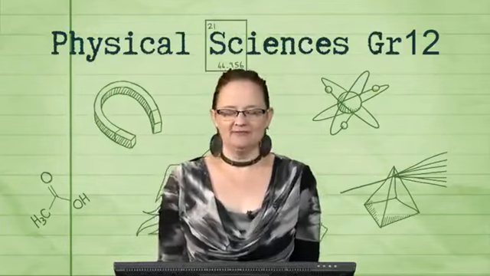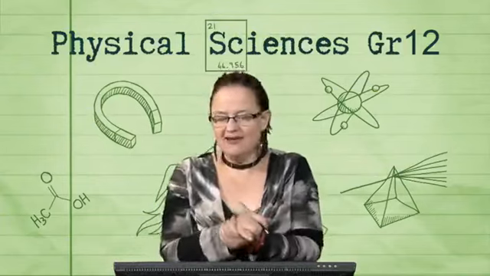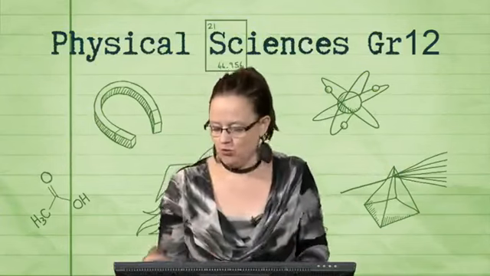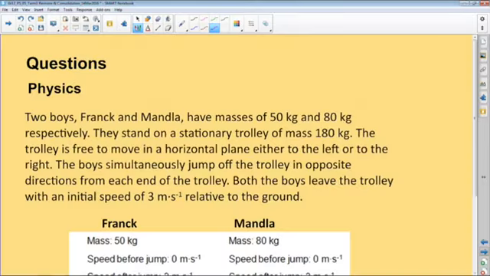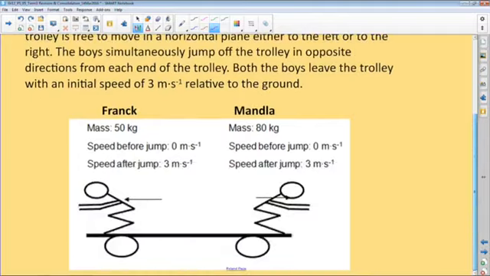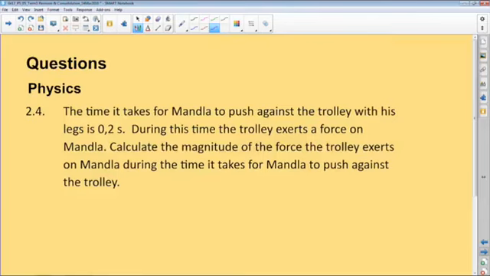Okay, welcome back. Last section, we can push through. Let's do the last question of this one because it's really important. So what we have here is the whole situation again. Make sure you still have all the information you've worked on in the last few questions because you needed it to answer this one. It says the time it takes for Mandela to push against the trolley with his legs is 0.2 seconds. During this time, the trolley exerts a force on Mandela. Calculate the magnitude of the force the trolley exerts on Mandela during the time it takes for Mandela to push against the trolley. Very important question.